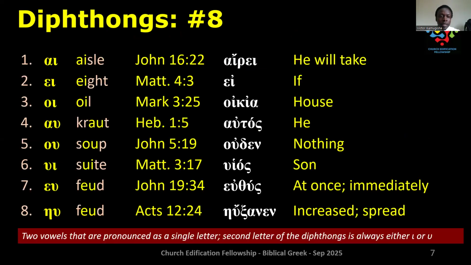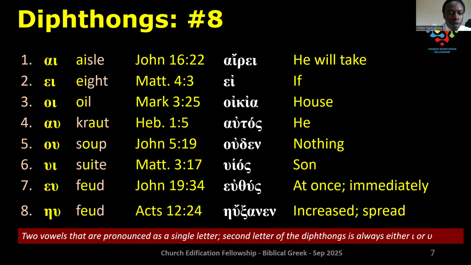All right, so let us look at diphthongs. Now, what are diphthongs? Just look at the red ribbon there. These are two vowels that are pronounced as a single letter. Remember, we have mentioned that when you are reading Greek, you have to pronounce each letter. That's the rule of thumb. But there's an exception. When you find two vowels, of which the last vowel is either an iota or epsilon, then you pronounce those two vowels as a single letter.